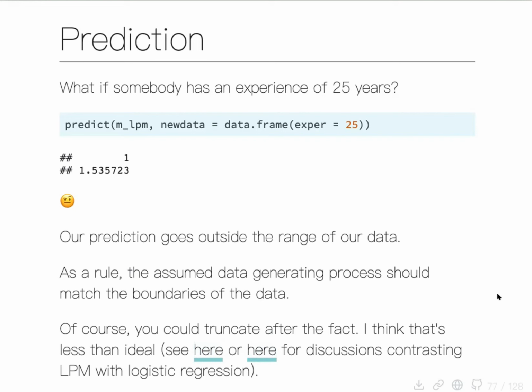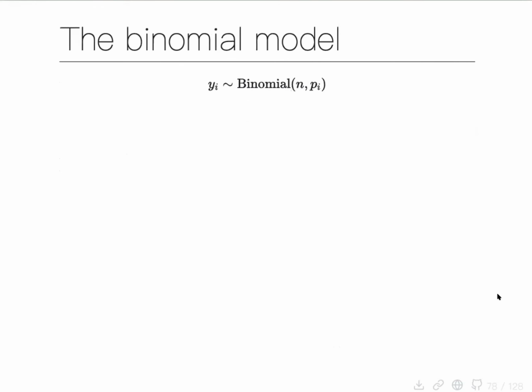I tend to be more of the belief, and I'm not getting into arguments with anybody, you can do what you want, but I am generally of the belief that your data generating process should match the bounds of your data. It just makes more sense to me. Okay? So we can do that by using a different distribution.